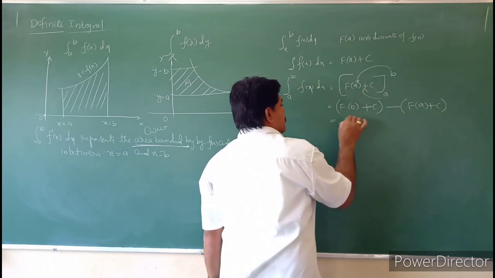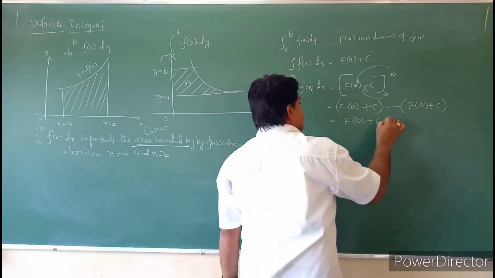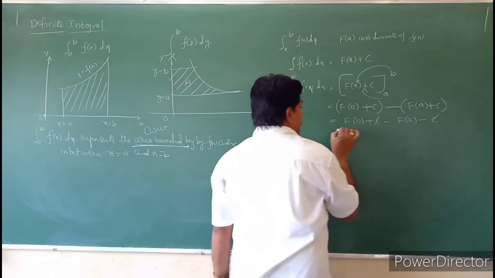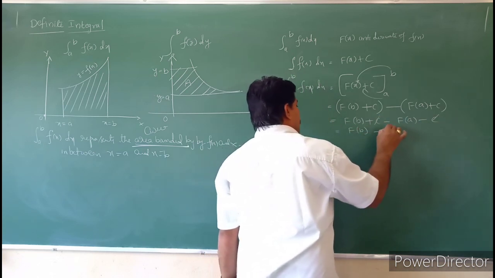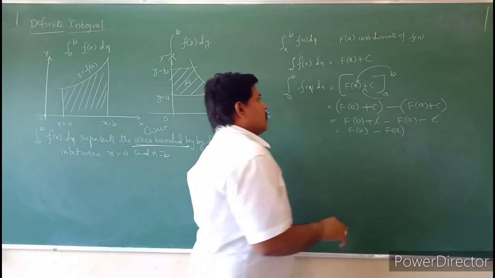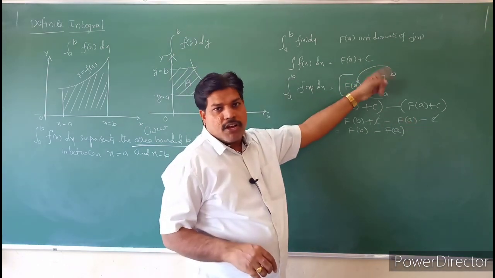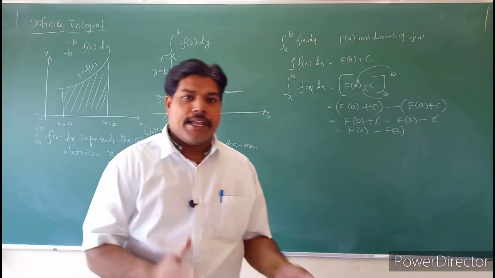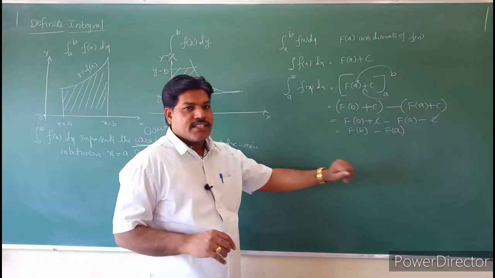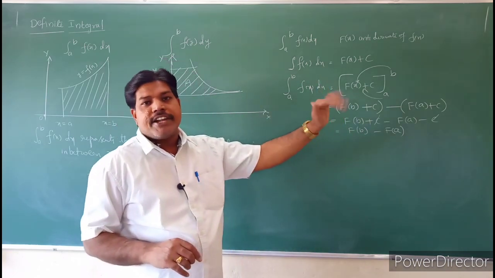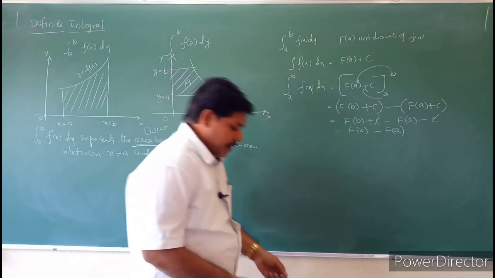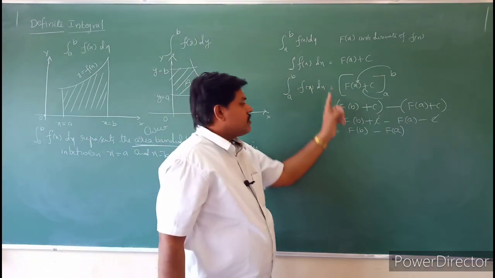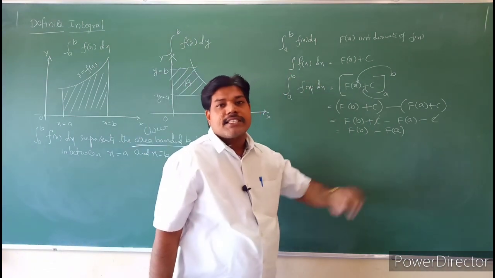So what happens, students? F of b plus c minus F of a plus c. So minus c plus c will be cancelled. You will get F of b minus F of a. So there is no need of writing the constant, because it will be cancelled. That's why we write directly F of b minus F of a. So if F is the antiderivative of f of x, then integral a to b f of x into dx will become F of b minus F of a.